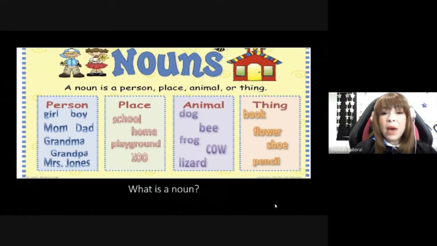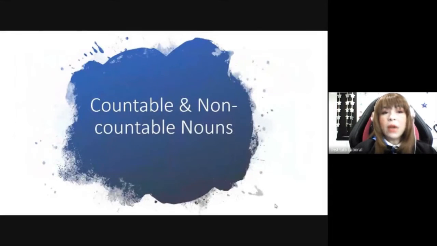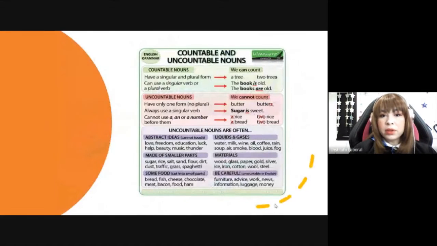Remember, a noun is a common name for a person, a place, an animal, or thing. Now that we have clear what is a noun, let's talk about the two different categories of nouns. We have countable nouns and non-countable nouns. A countable noun has a singular and plural form. They can use a singular verb or they can use a plural verb. For example, the tree or a tree.